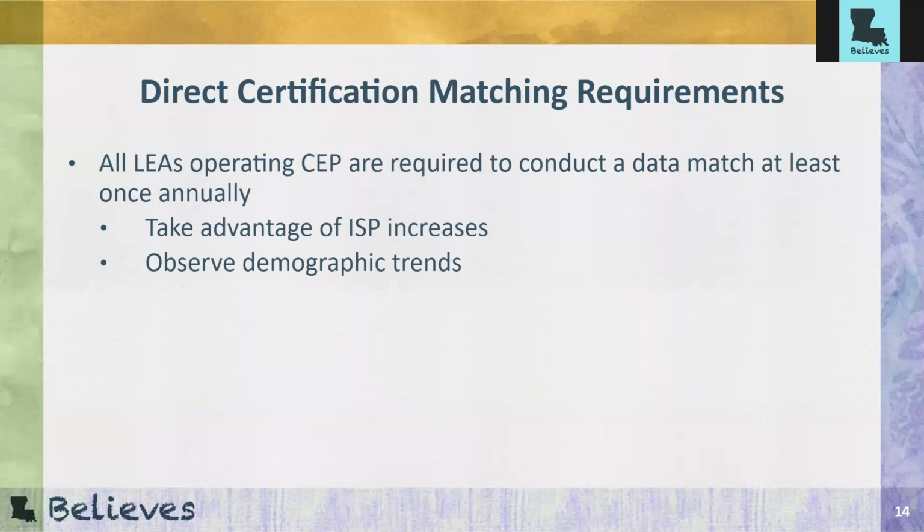All LEAs that operate CEP are required to conduct a data match at least once annually. This allows SFAs to take advantage of ISP increases. It also helps you to observe demographic trends. And these trends can be where the numbers are slowly decreasing and you're coming up with a plan for how you're going to proceed once that 4-year cycle ends. The identified student percentage is usually based on data as of April 1st of the prior year, which is the date that we're quickly approaching.